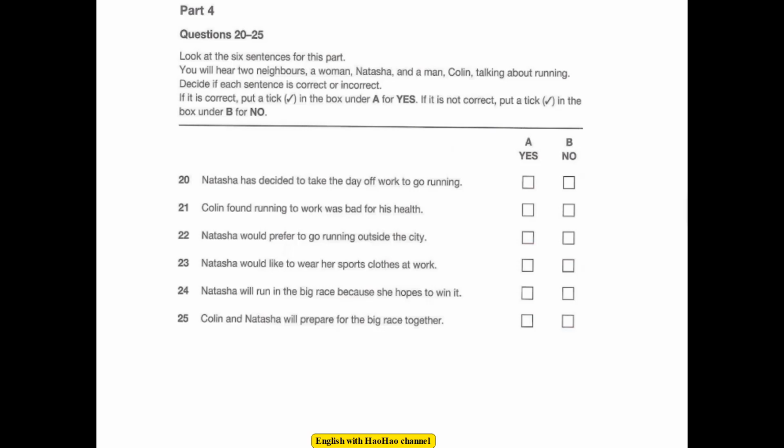Look at the 6 sentences for this part. You will hear 2 neighbours, a woman, Natasha, and a man, Colin, talking about running. Decide if each sentence is correct or incorrect. If it is correct, put a tick in the box under A for yes. If it is not correct, put a tick in the box under B for no. You now have 20 seconds to look at the questions for part 4.